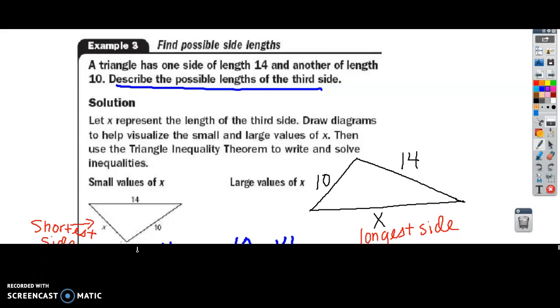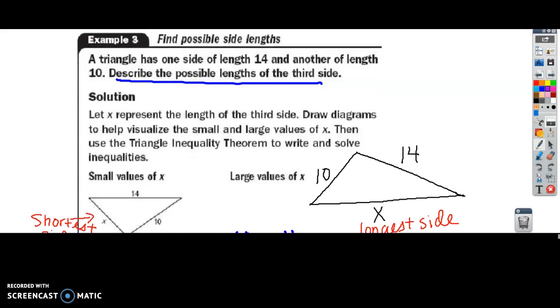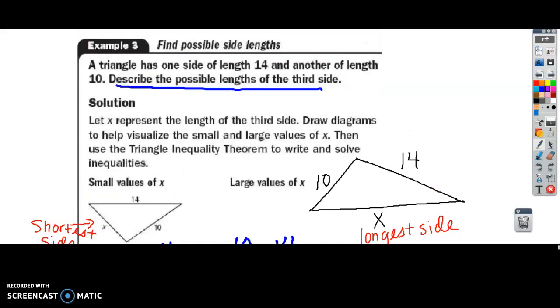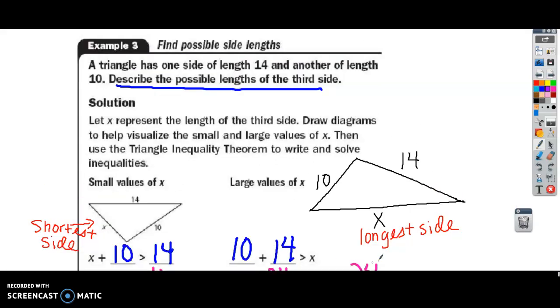Okay, so to find all the possible lengths of a third side when you're given two sides, let's look at this example. A triangle has one side length of 14 and another side length of 10. Describe the possible lengths of the third side. They're not telling you if you are missing the longest side or a shorter side, so we have to account for both possibilities. To do that, we basically end up adding the two numbers and subtracting the two numbers.